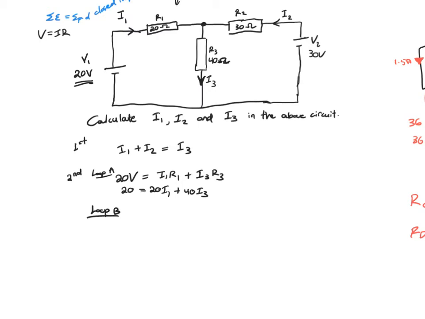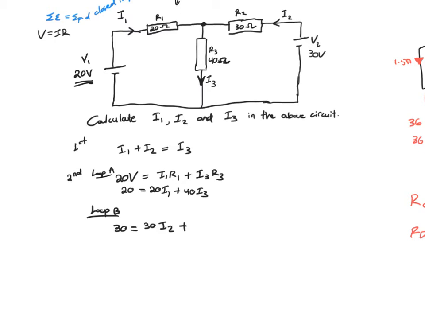Now going to loop B. Just to remind you again, loop B starts from here and goes around this way, so from positive to negative again. So we have the EMF, which is 30 volts, equal to the PD of resistor 2, so that's I2 times R2. R2 is 30 ohms, so I will simply write it as 30 I2 plus the potential difference across this resistor. Remember, this is the loop I'm looking at.